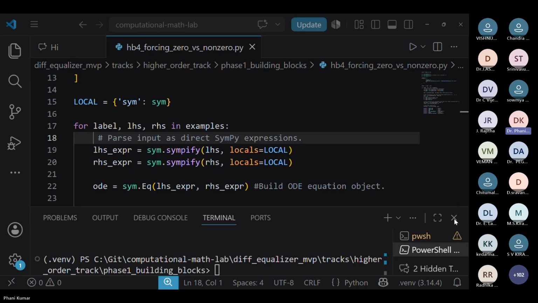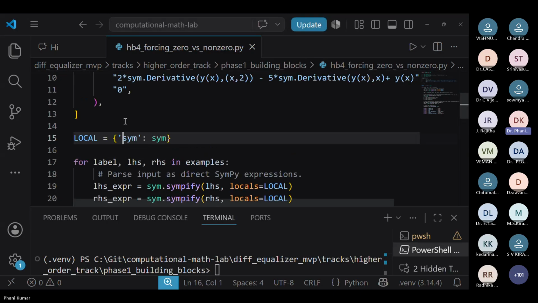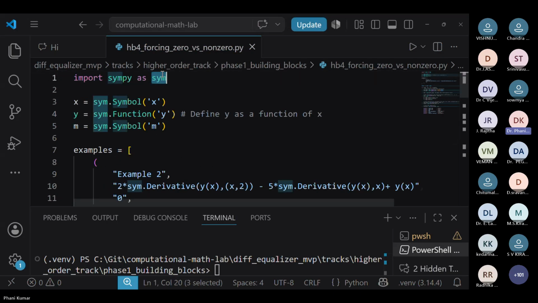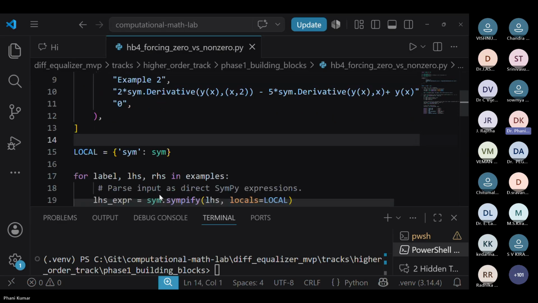Right. Ma'am, if you go up, when we say import SimPy as sim, right? So already that import SimPy, we are defining that library as sim. So that always takes it as an object, right? So everything is an object. So sim.derivative takes an object, right? Sim.derivative. But when it is a local, why are we defining it as a local?